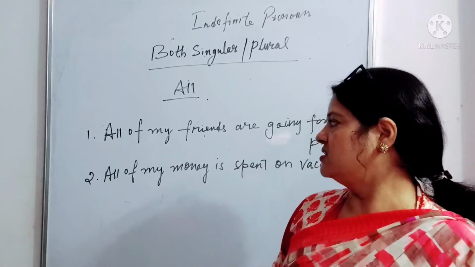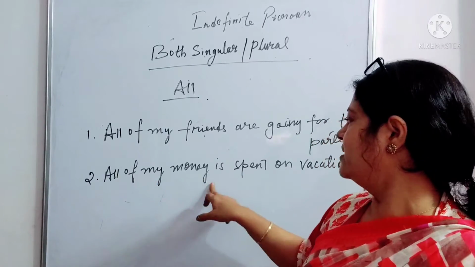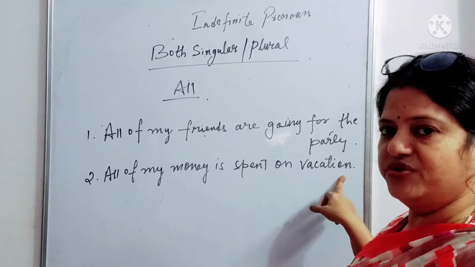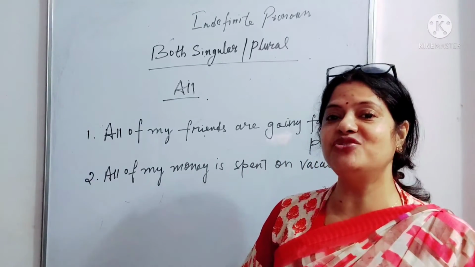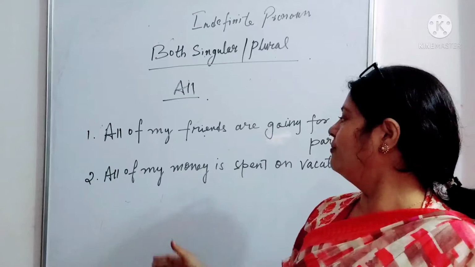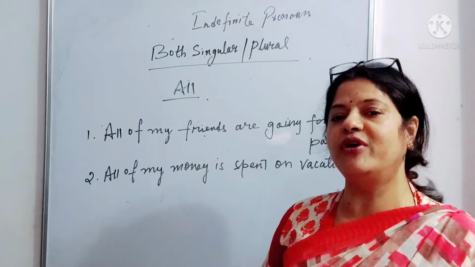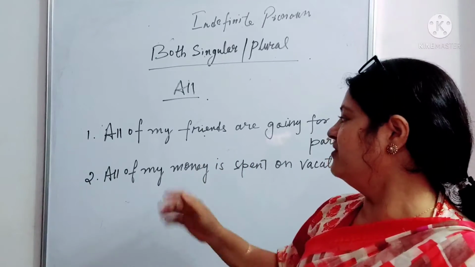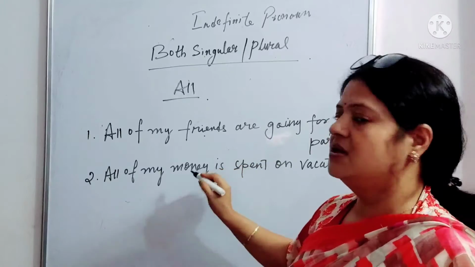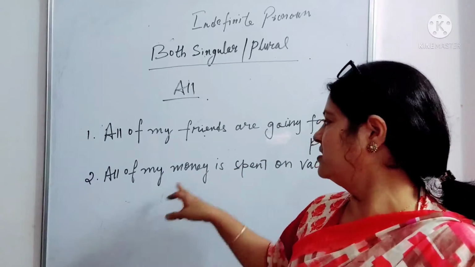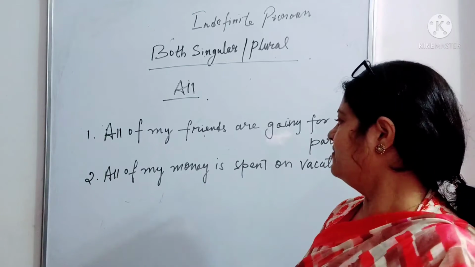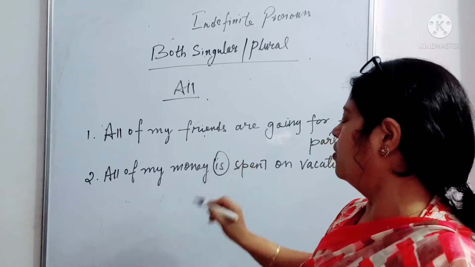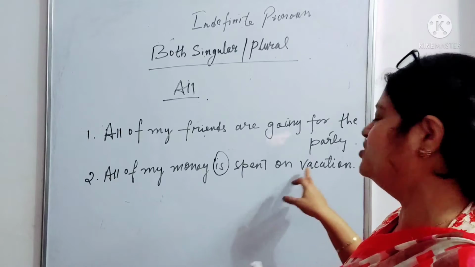In the second sentence, let's see, all of my money is spent on vacation. Okay, so suppose I came back from the vacation and I'm saying to my friend that all of my money is spent on vacation. So here we see that money is an uncountable noun, and it is supposed to be singular. So that is why we have used is here. Okay, all of my money is spent on vacation.